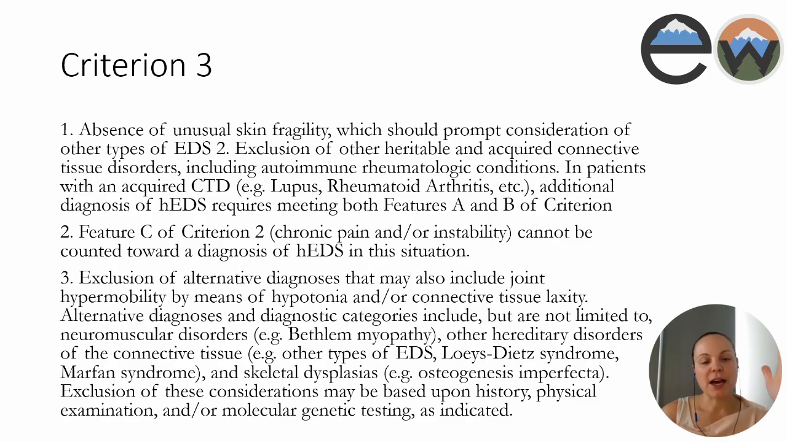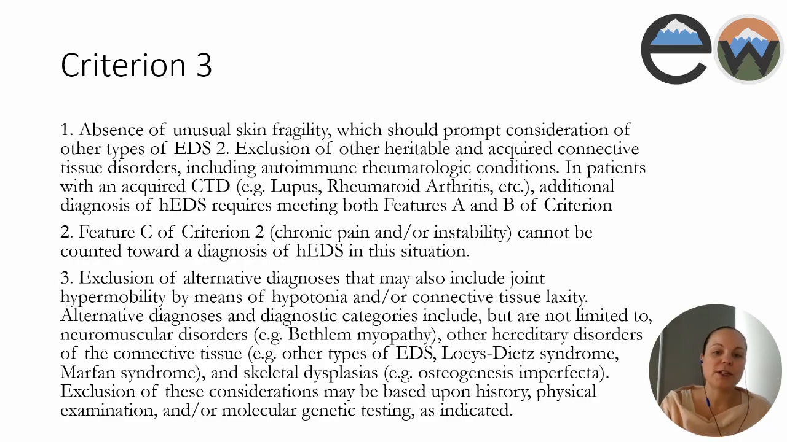So have they been tested for autoimmune conditions? Have we ruled out RA and lupus? Now, if they haven't been ruled out, then we actually can't use feature C, or if they have been ruled in too, we can't use that feature C for pain to count as a positive towards this test, because we need to make sure that we're treating the right thing. And yes, we can absolutely have somebody that has lupus and an EDS. We can have somebody that has Sjogren's and EDS, but we want to know if they have both.